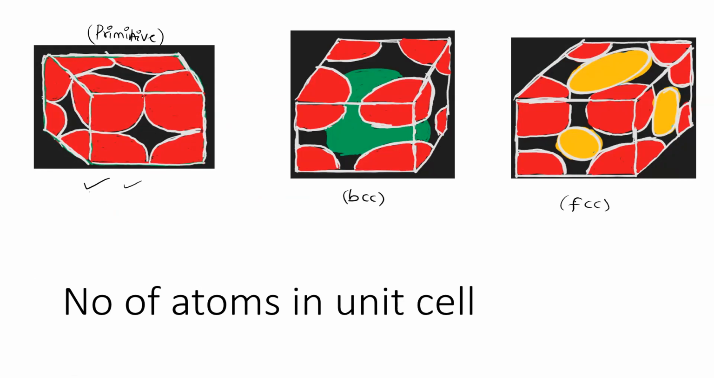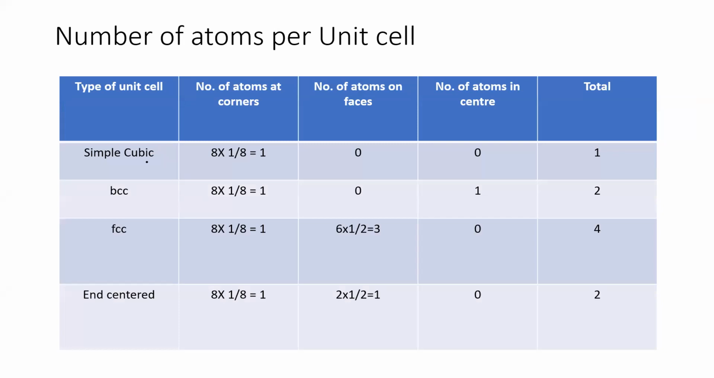Primitive, 1 atom. Very good. Here, 2 atoms. Very good. What about face centered? 4 atoms. Okay. Let's accumulate this in a tabular column. Simple cubic unit cell: 8 corner atoms are there. One corner atom contribution is 1 by 8. So 1 atom is there, and there are no atoms on faces and center.